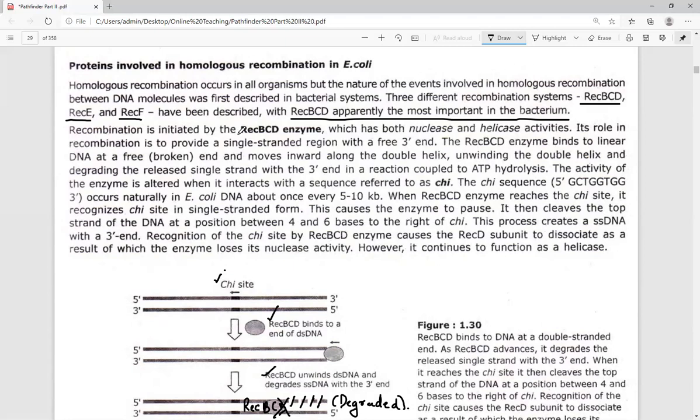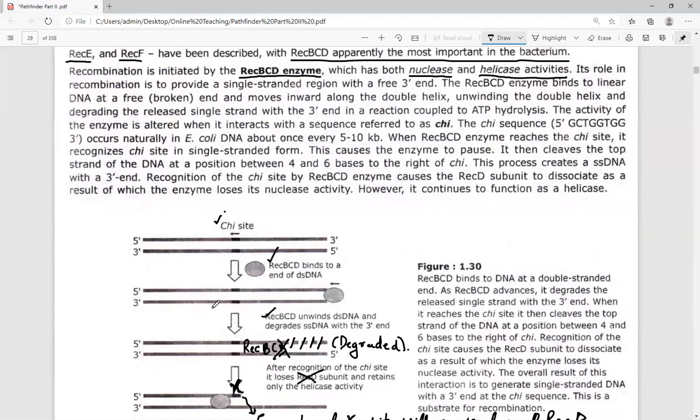Recombination is initiated by the protein that is referred to as the RAC-BCD enzyme. So how does the process of recombination take place? Recombination takes place with the help of a protein called the RAC-BCD enzyme, which has both nuclease as well as helicase activity. It has two different types of activity. One is referred to as the nuclease activity, another one is called the helicase activity.